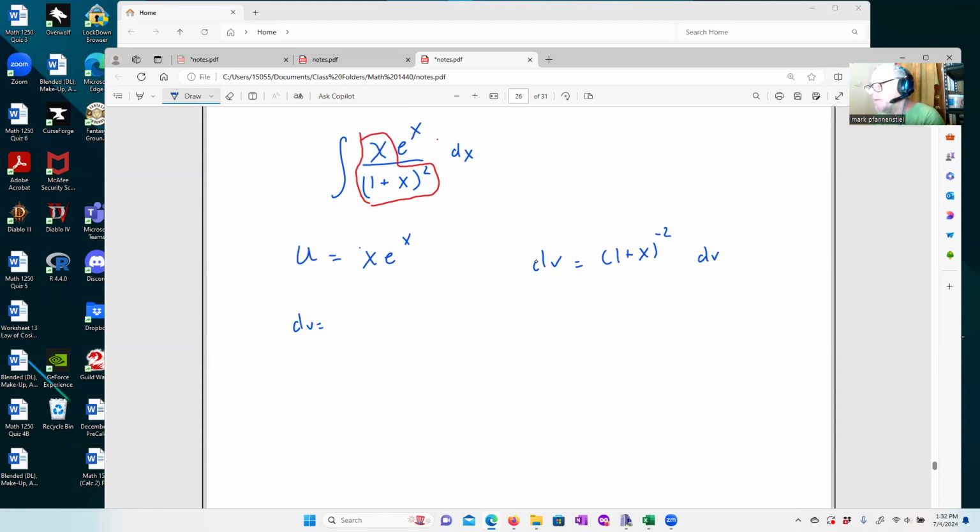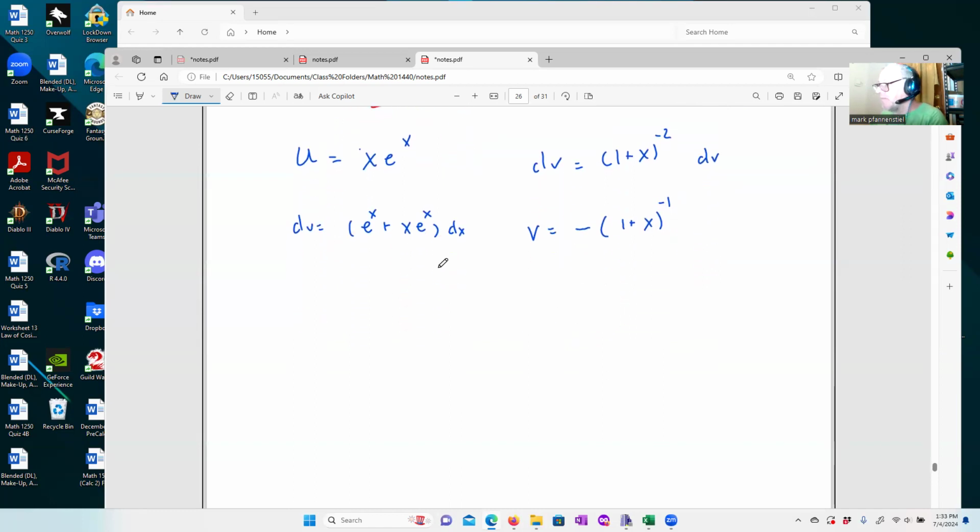du is going to be a product rule: the derivative of the first, which is 1, so we have e to the x, plus the first times the derivative of the second. Okay, so that's the product rule. And now we have to go find the integral of this piece. This isn't going to be too bad. This is going to be negative 1 plus x raised to the negative 1. If you need to do an extra little step in here to make sure you have all the parts, that's fine. If you want to do a little bitty w substitution to get this through, that's fine. Do however many steps make sense for you to get the problem right.